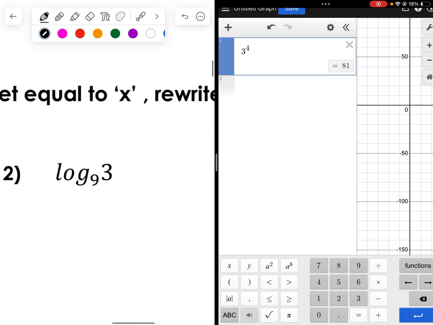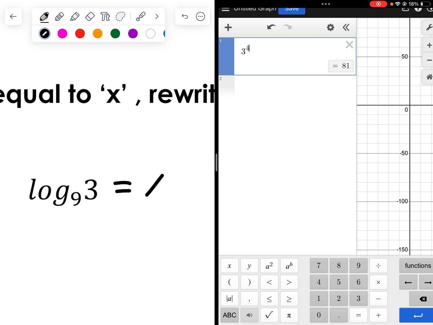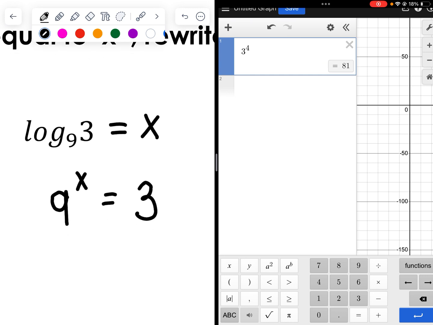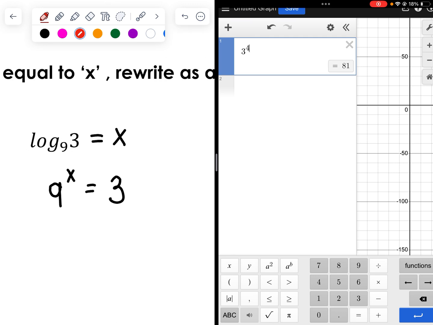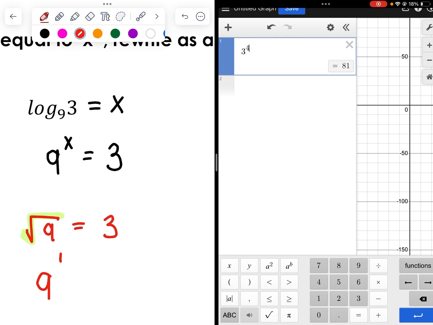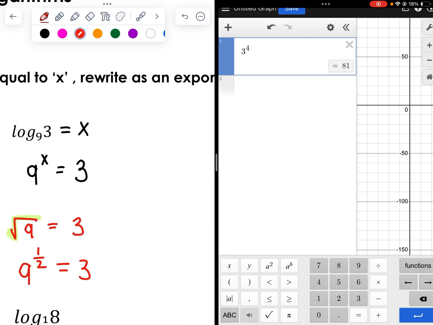All right, let's look at number 2. Log base 9 of 3 means 9 to what power equals 3. This one is kind of tricky, but if you remember the square root of 9 is 3, right? And in a previous unit, we talked about how the square root can be written as an exponent of 1/2. So if we are evaluating 9 to what power equals 3, x would have to be 1/2.